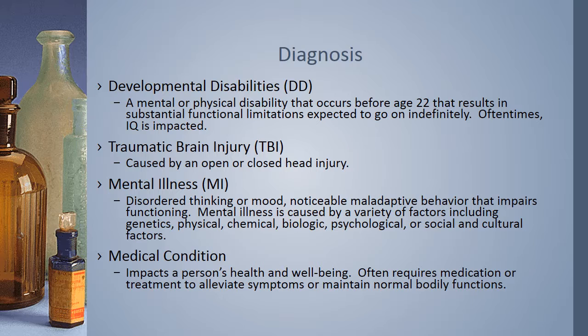Oftentimes, IQ is impacted. Traumatic brain injury, or TBI, is caused by an open or closed head injury that subsequently impacts functioning. Mental illness, or MI, has a broad array of specific diagnoses that could include disordered thinking or mood, and noticeable maladaptive behavior that impairs functioning. And mental illness is caused by a variety of factors, including genetics, physical, chemical, biologic, psychological, or social and cultural factors. Lastly, medical conditions impact a person's health and well-being.